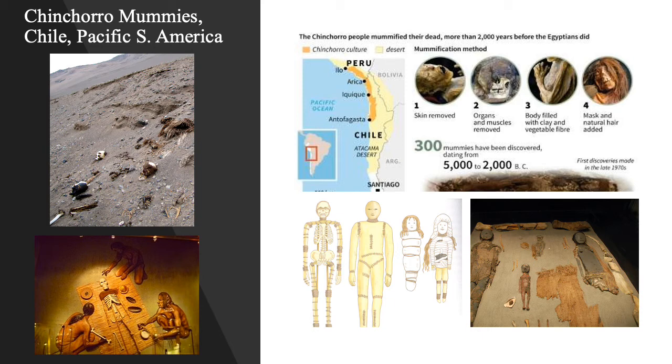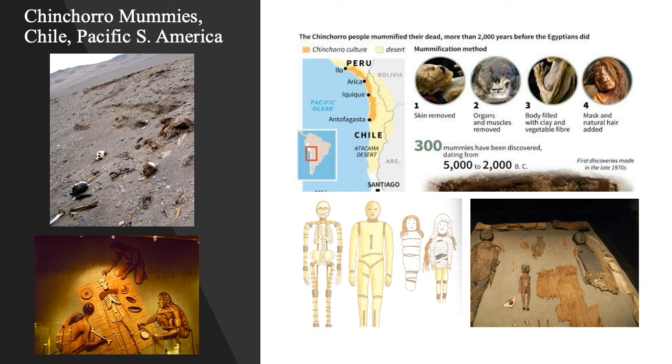And what you had here was, upon death, the people would take their relative and remove the skin. The organs and muscles would be removed from the bones. The body would then be filled with clay and vegetable fibers, and then a mask and the person's natural hair. Sometimes the mask was made of skin, sometimes of clay, but the person's own hair was placed back on this mummy. And these mummies would then be placed on these hillside cemeteries overlooking the sea.